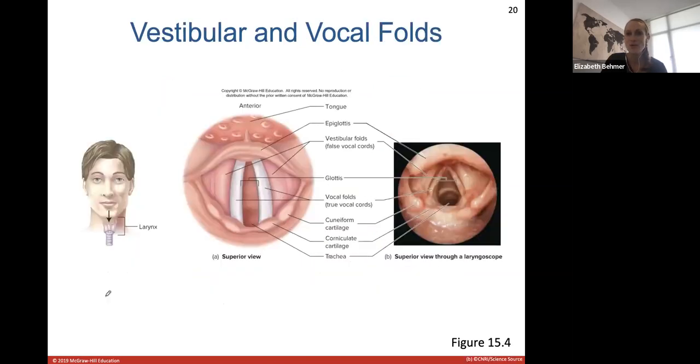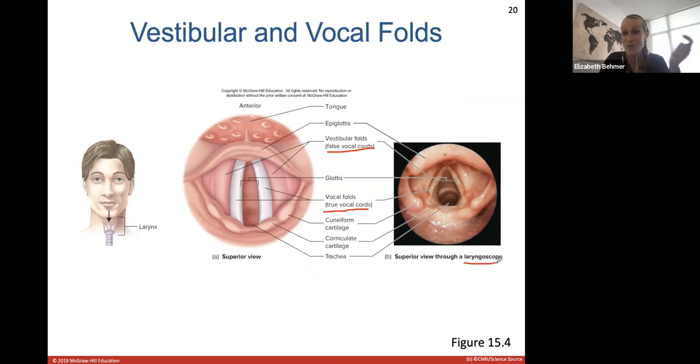Here are the vocal folds, the vestibular and vocal. You see the vestibular folds are known as false vocal cords. They're kind of on the exterior surfaces. And then what you see in white are the vocal folds, the true vocal cords. And this is actually a laryngoscope.